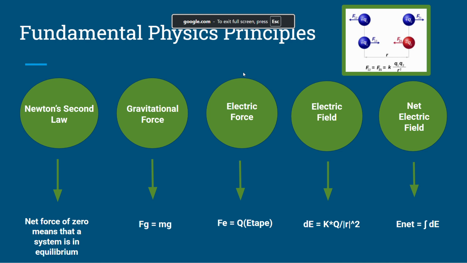Okay, so these are some of the fundamental physics principles. I included a picture of Coulomb's law just as a reminder of what we're building off of, since that was the foundation. Newton's second law, net force of zero, means that this system is in equilibrium. We have gravitational force, Fg equals mg. We have electric force, which is calculated by taking the electric field of the tape times the magnitude of charge. Then we have the electric field equation, and then net electric field.